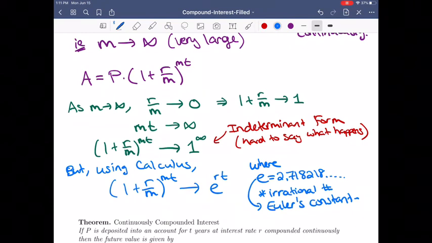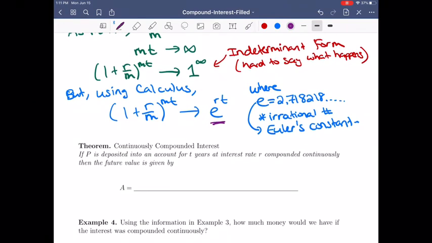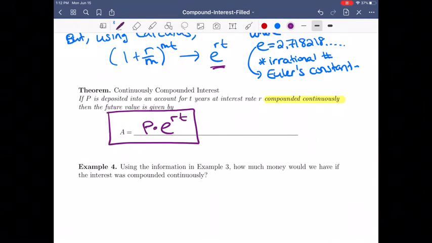So this is what happens when we have what we call continuously compounded interest. So we're going to have an e in our formula. If you deposit P dollars into an account for T years with interest rate R compounded continuously, it will say that phrase, and then you'll know that you want to use this formula. Then the future value A is given by P times e to the RT. So this is the most you can compound.